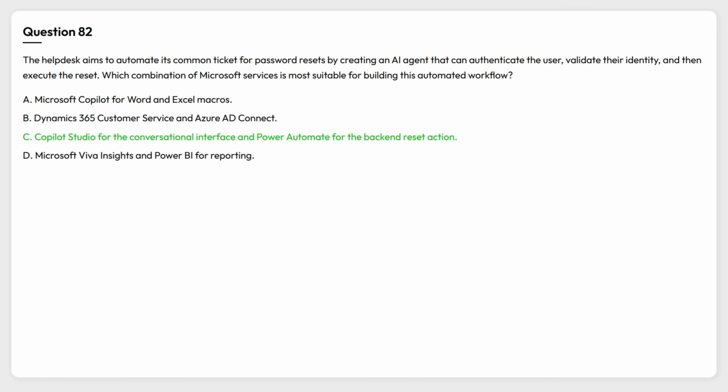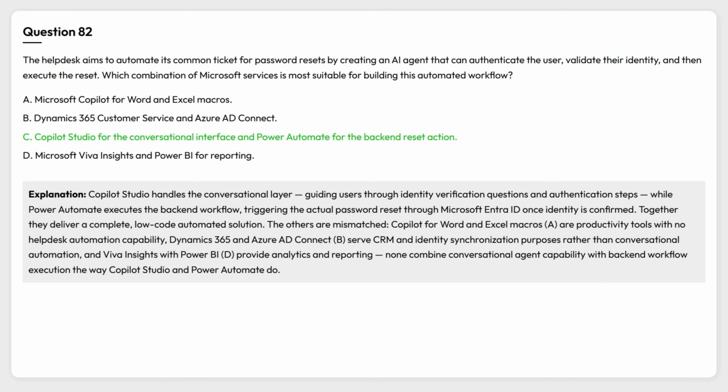The correct answer is option C: Copilot Studio for the conversational interface and Power Automate for the backend reset action. Copilot Studio handles the conversational layer, guiding users through identity verification questions and authentication steps, while Power Automate executes the backend workflow, triggering the actual password reset through Microsoft Entra ID once identity is confirmed. Together, they deliver a complete, low-code automated solution.